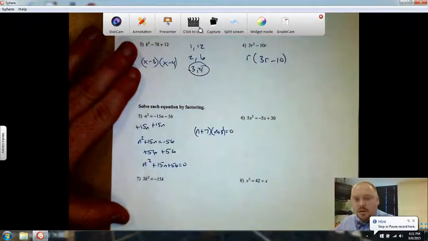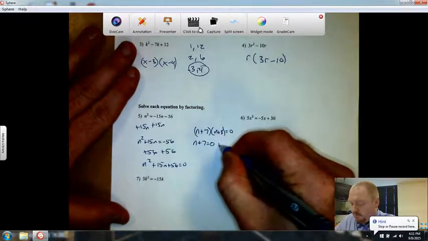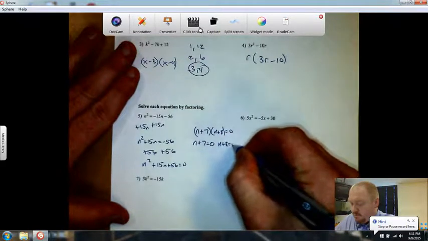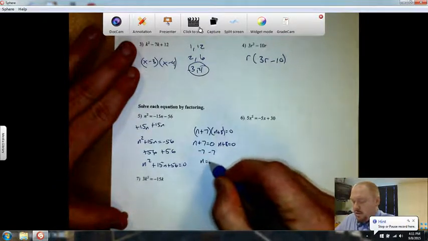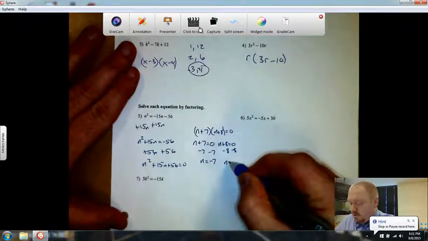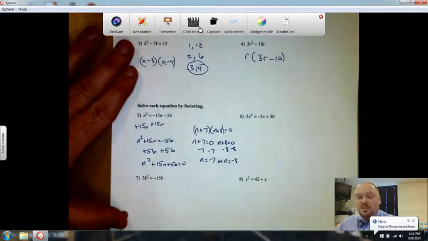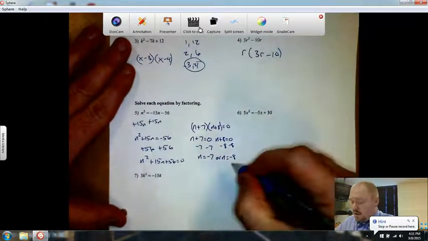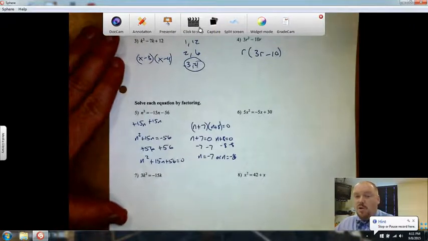So set them equal to 0. And here are my two choices. n could equal negative 7, or n could equal negative 8, but it cannot be both. Okay, hence the word or in between them.